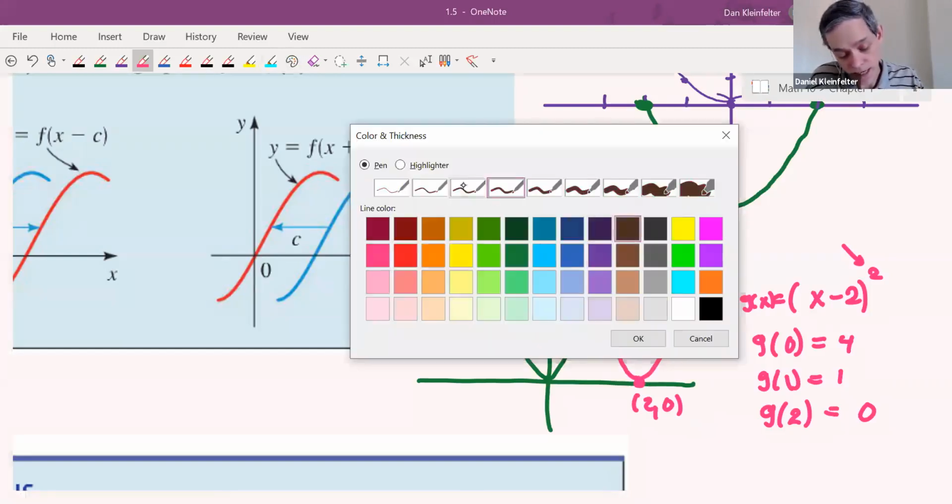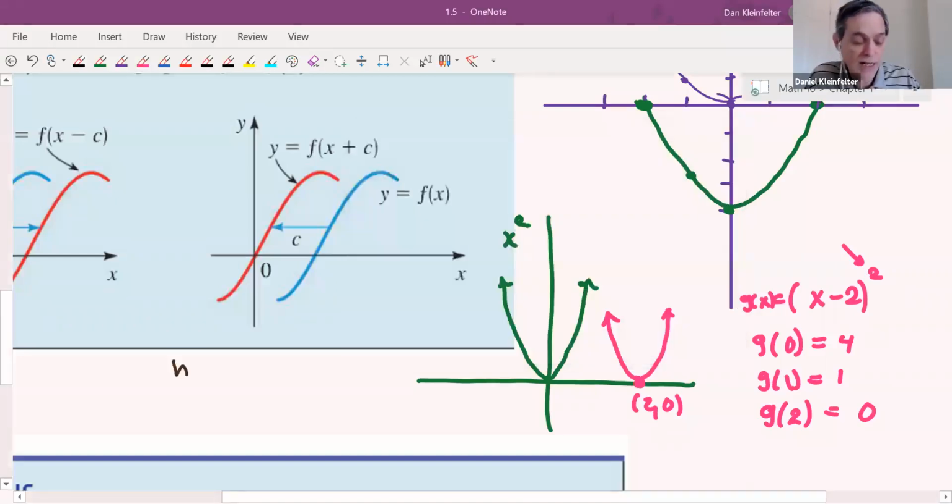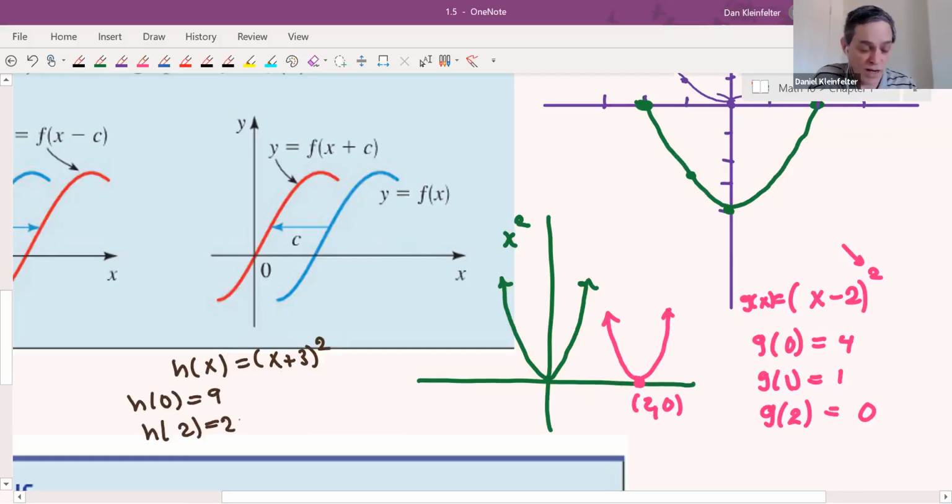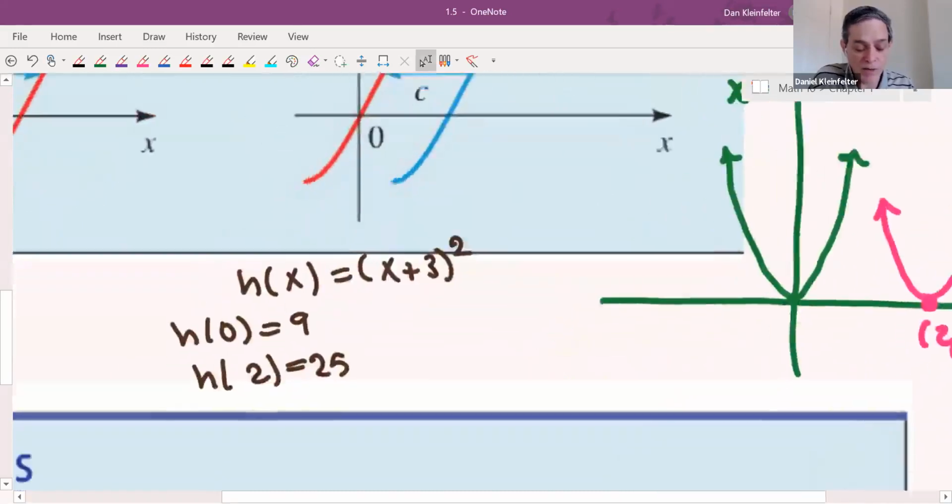Okay, let's try that again with a different function. Let's think about a function h of x, and we'll make that x plus 3 squared. So h of 0 is 9. h of 2, that's getting even bigger, right? 2 plus 3 is 5, squared is 25.